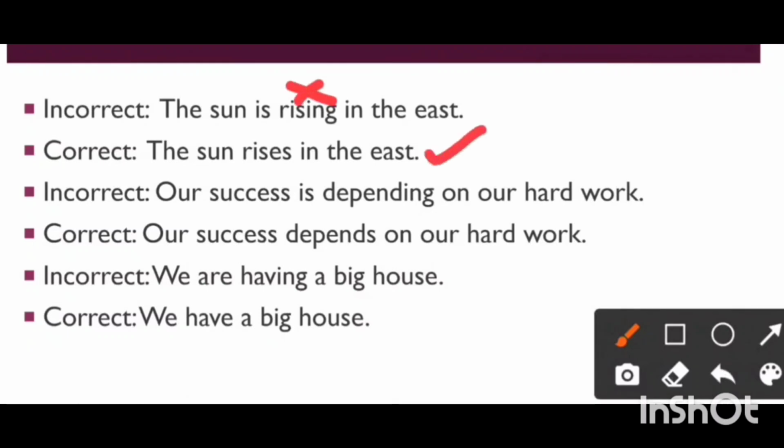Our success is depending on our hard work. General truth. We believe in hard work. Hard work is the key to success. So "our success depends" is correct. "Is depending" is wrong. We are having a big house. "Have" shows possession, and when it shows possession, it can't be used in continuous form. So we use "have." That is correct.